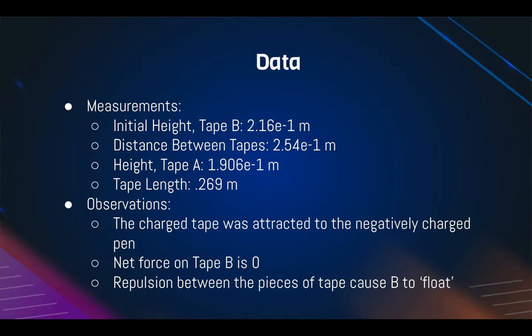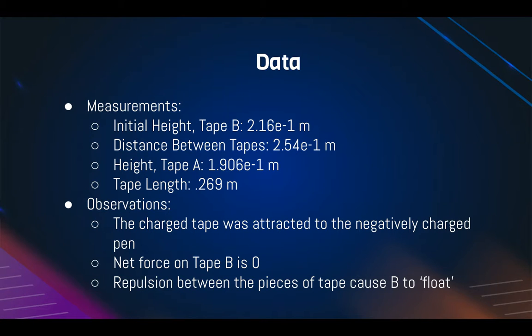Here are my measurements. I use the initial height of tape B and the distance between tapes to find the height of tape A that was needed to create the repulsion between the tapes. And I use the tape length to help me find the mass of the tape later on.